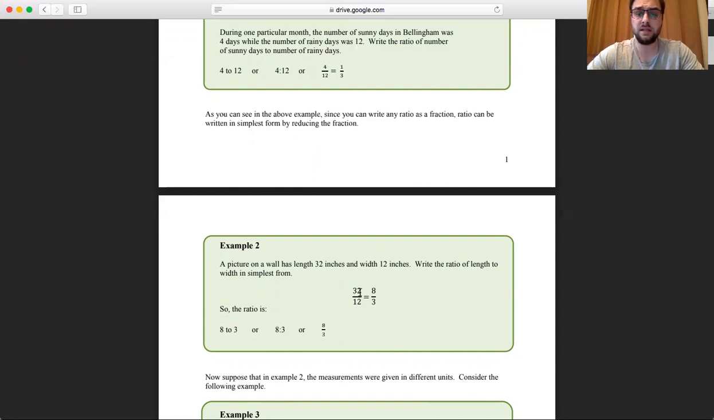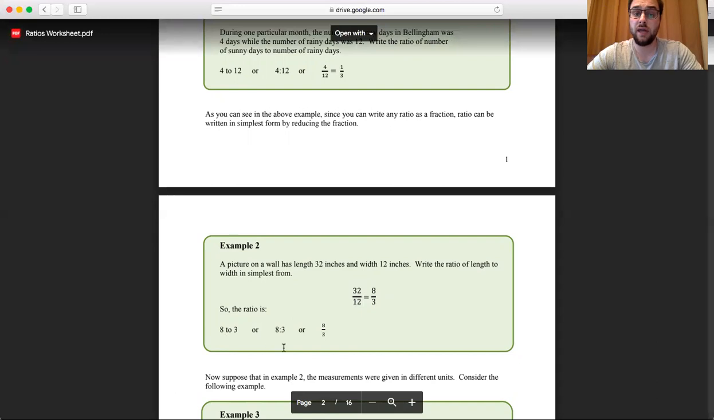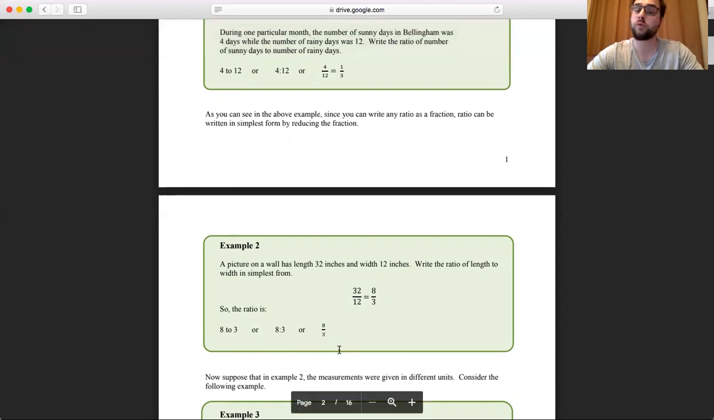In the numerator, we have 8. That 32 goes into 8. We can break it down to 8. And then 12, we have 3 that you can break it down to in simplest form. So 8 over 3. You could write that 8 to 3, 8 colon 3, or 8 over 3.